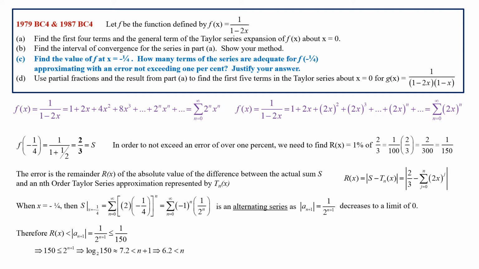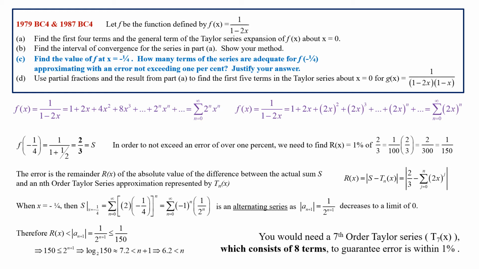Now you can guess and check all you want, or you could just do a log and realize that the log of 150 base 2, which is 7.2, is going to need to be less than n plus 1. So finally, I subtract 1 from both sides, and I come up with an inequality that says 6.2 is less than n. So what does that mean? It means that the smallest integer that's greater than 6.2 is 7. That also means that that will be the order of my Taylor series. That is the least number of terms that will produce a guaranteed error that's less than 1%.